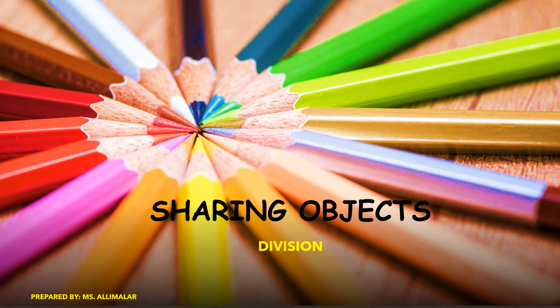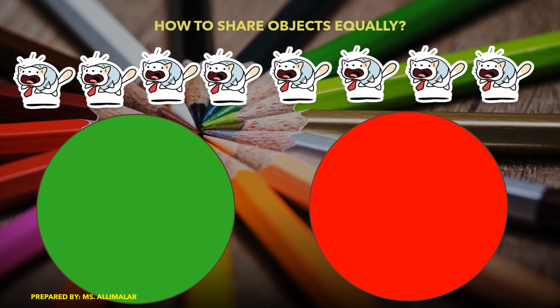So now, before we go to this slide, I'm teacher Ali Malar, going to teach you how to share objects equally. Objects means things, right? Objects can be things, can be food, can be anything. So how to share objects equally? Now, why do we need to share objects equally? First of all, it can be unequal, right?